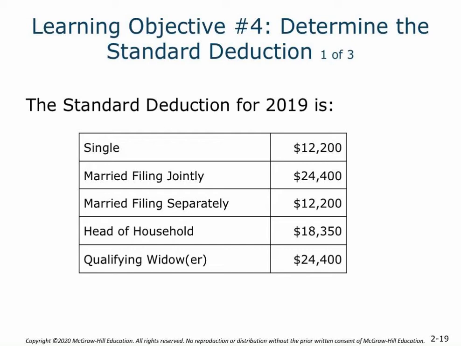Married filing separately is typically the same as the single rate, or half of the married filing jointly, so it's $12,200. The head of household, it looks like $18,350 is the amount. And where did they get that? That's going to be 150% of the single. So it's kind of splitting the difference between single and married filing jointly. In 2018, it was $18,000. And qualifying widower is going to be the same as married filing jointly. Here it's going to be $24,400.